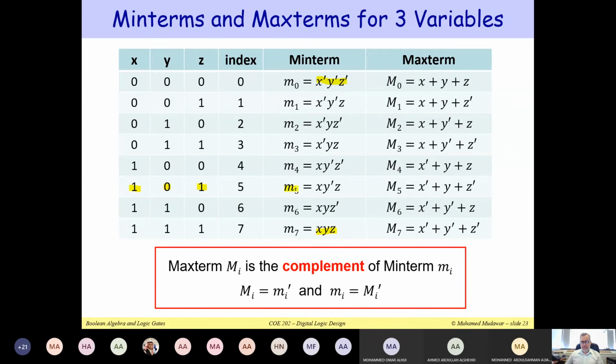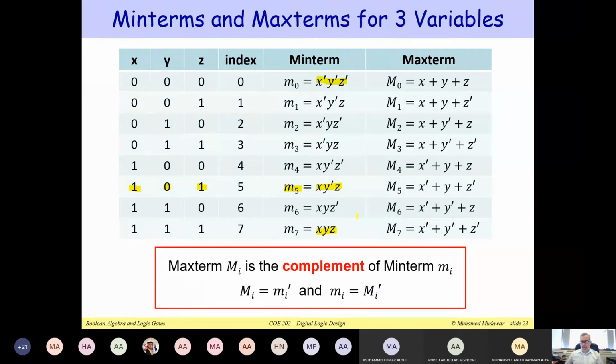So minterm sub 5 will be x, y prime, z, because x is equal to 1, z is equal to 1, but y equal to 0. So we wrote here x and y prime because y equal to 0, and z. Notice that x, y prime, and z will evaluate to 1 when x is equal to 1, y equal to 0, and z is equal to 1. So it only evaluates to 1 when x, y, z are equal to 1, 0, 1.